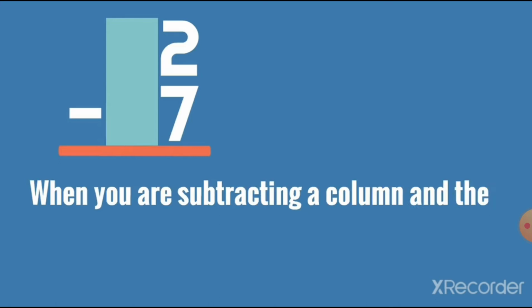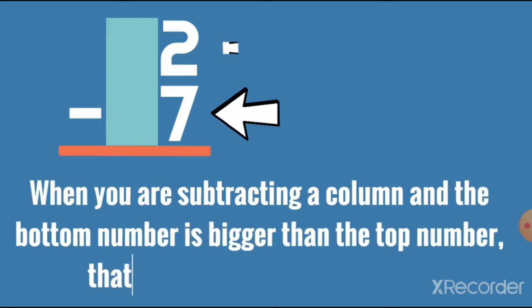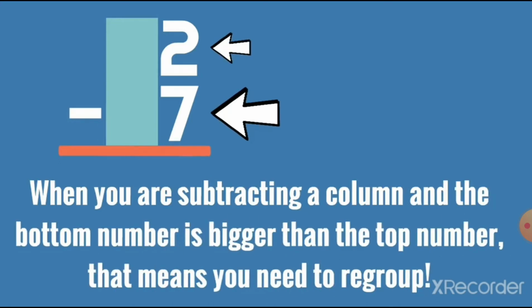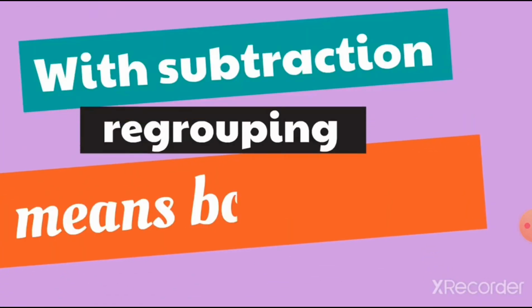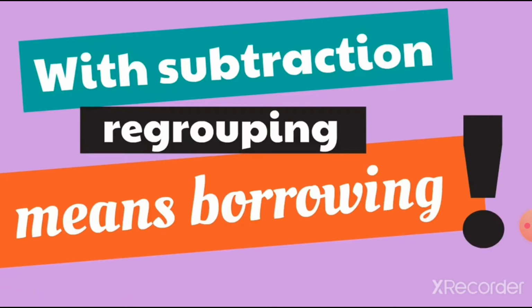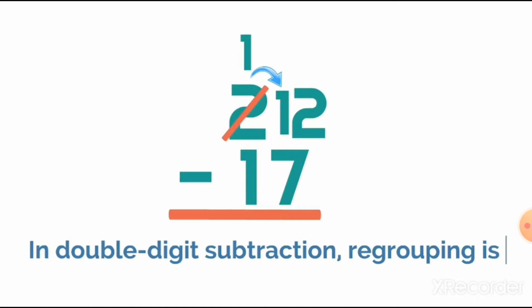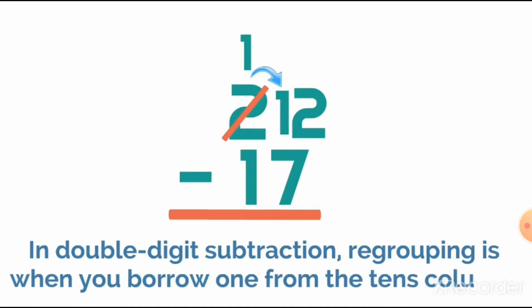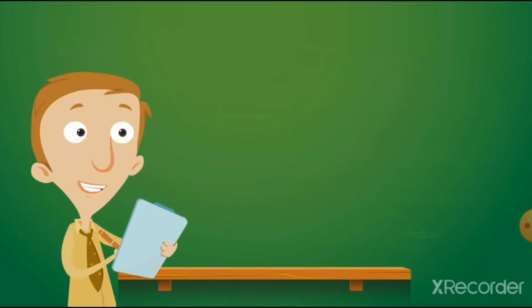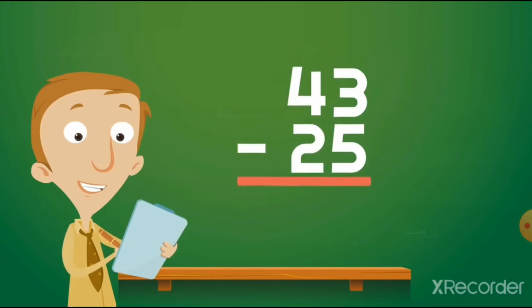So when you are subtracting a column and the bottom number is bigger than the top number, that means you need to regroup, students. With subtraction, regrouping means borrowing. The word we are using is borrowing. In addition we use carrying, but here we use borrowing. In double digit subtraction we borrow whenever we need to regroup. Understood, students? Hope you understood how to regroup the numbers.